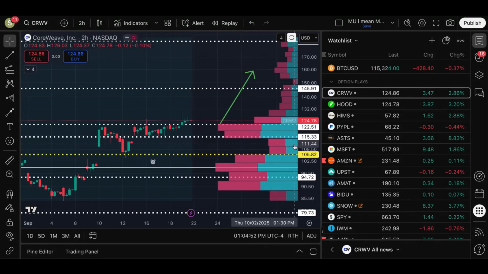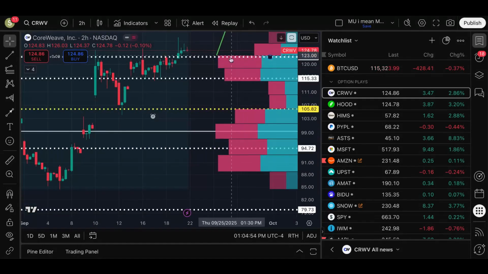And this is also telling me that if we break below this level here, this 115.33 key level, we should fall pretty quickly to 105.82, which is our next area of support. Okay, so hopefully that makes sense. That's a pretty quick way to do your volume profile.